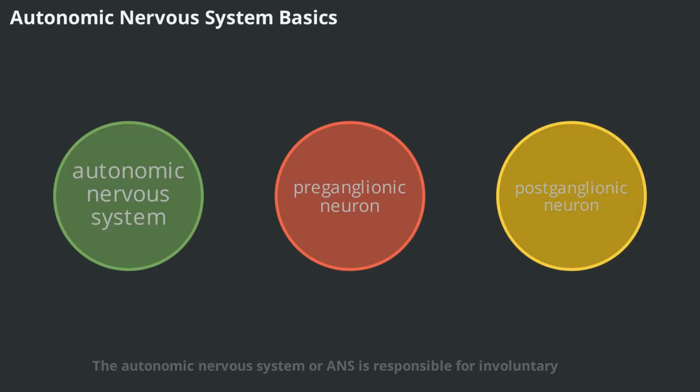The autonomic nervous system, or ANS, is responsible for involuntary automatic actions. Its nerves are composed of two types of neurons, preganglionic, which are myelinated, and postganglionic, which are not. This structure allows for rapid and efficient transmission of signals to various organs, ensuring that vital functions like heart rate and digestion are maintained without conscious effort.